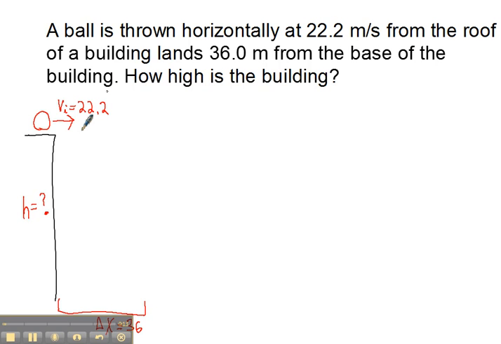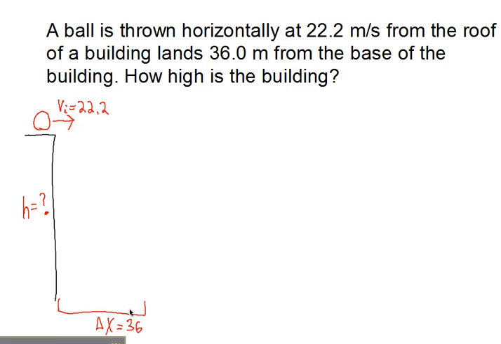Just a quick drawing of what we got here. So you're tossing it at 22.2 meters per second entirely to the right. It's simply rolling off the building. And you've got delta x equals 36 meters.